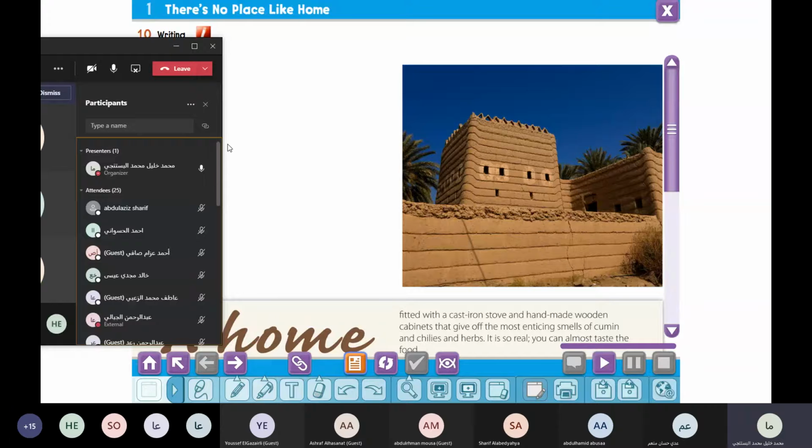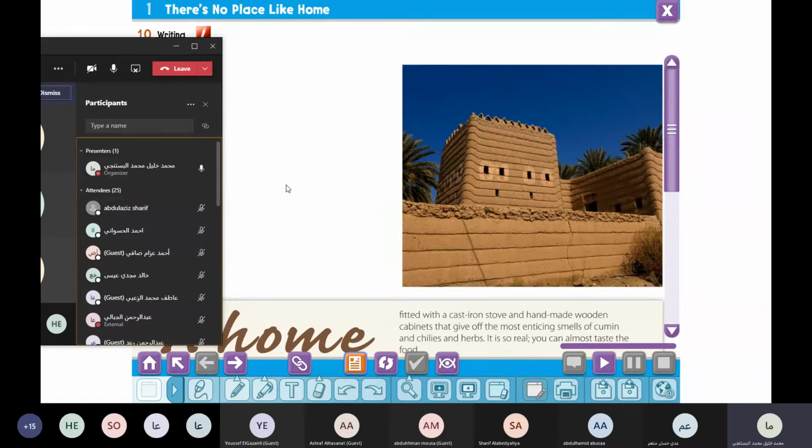Good. So today we are going to talk about writing a descriptive essay. Here we are going to write about, let us say, a home. You can choose a home and write about it, a descriptive essay. Describe everything in detail. Here we have an example.